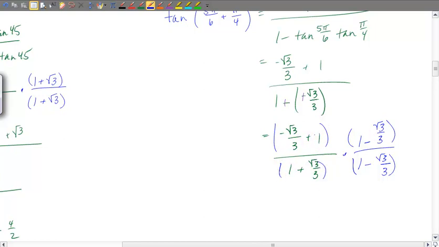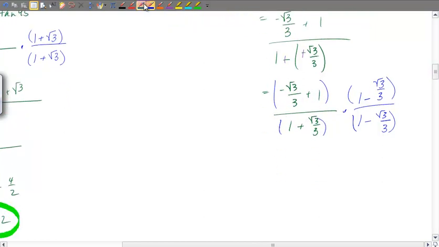In other words, we multiply the numerators together. When I do that, I end up with negative square root of 3 over 3. Now, negative square root of 3 over 3 times negative square root of 3 over 3 is going to give me 3/9, which reduces to 1/3.